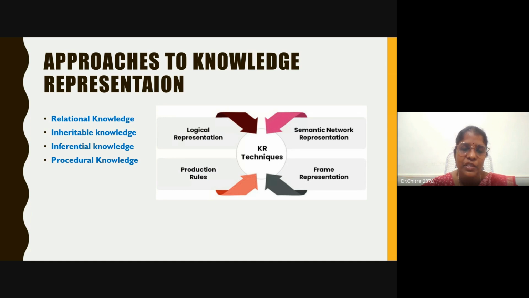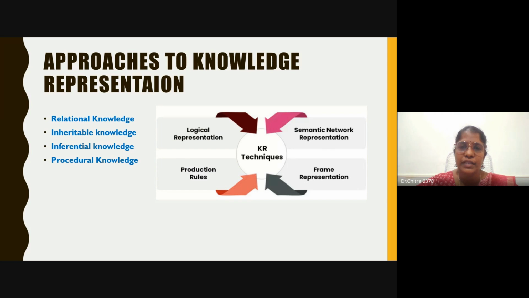Inheritable means I am giving two sentences. From the two sentences, you can conclude one point, that is called inheritable knowledge. Inferential knowledge means I am giving you two entirely different sentences. From that, you are going to conclude some useful information, that kind of knowledge is known as inferential knowledge.